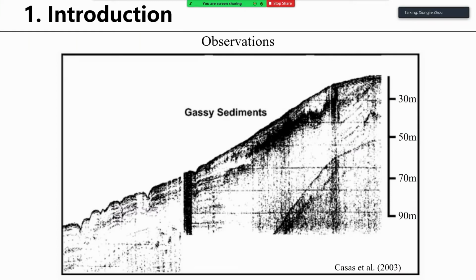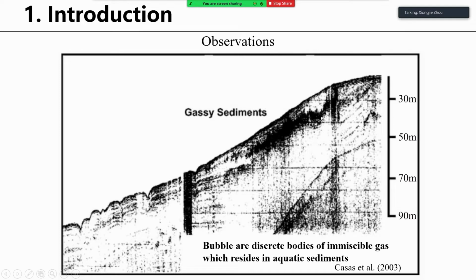Gassy sediments are naturally found in the continental margins worldwide. Here, for instance, in the seismic profile interpreted by Casas et al., you can see the gassy sediment with a visible black cloud. The gassy sediment consists of bubbles, which are discrete bodies of immiscible gas that reside in aquatic sediments. I will concentrate only on gassy muddy aquatic sediments and the bubbles within them.